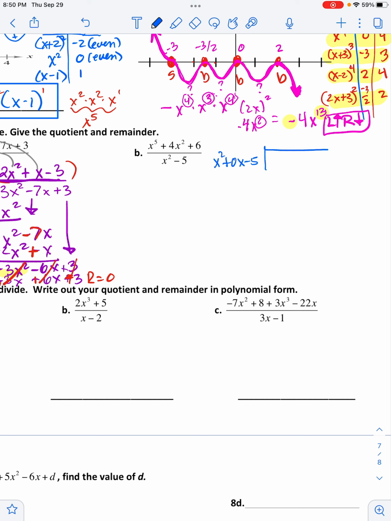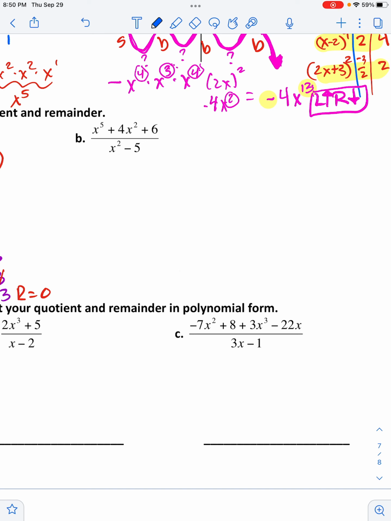And it'll be a miracle if I can fit this in here. So let's see if I can. I'm going to have an x to the 5th plus 0x to the 4th plus 0x to the 3rd plus, I think there's no way that I can fit this in. Let's try again. I'm going to scoot over.